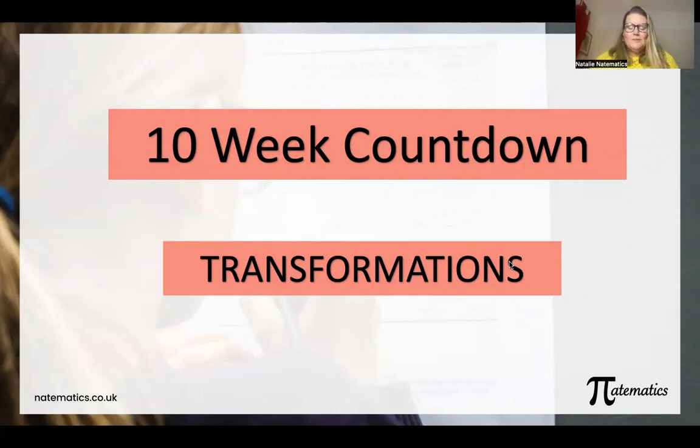This is part of my 10-week countdown for the GCSE Mathematics in 2023. And this week I'm going to be talking about transformations in the lesson. I'm going to be going through the four main ones. Well, I say four main ones, there are four altogether. And I'm going to give a few examples of how to do them.